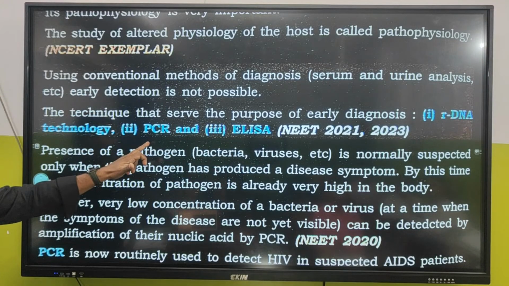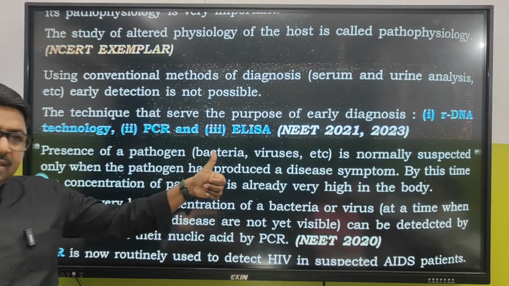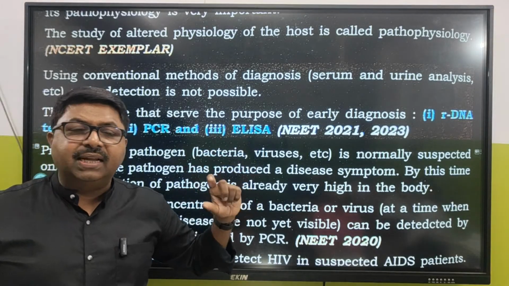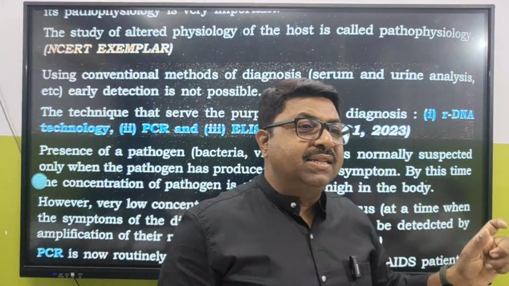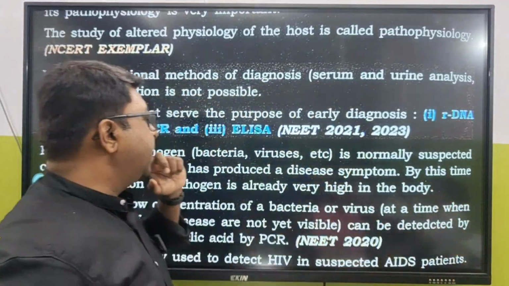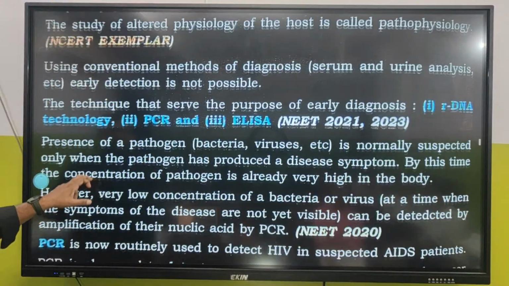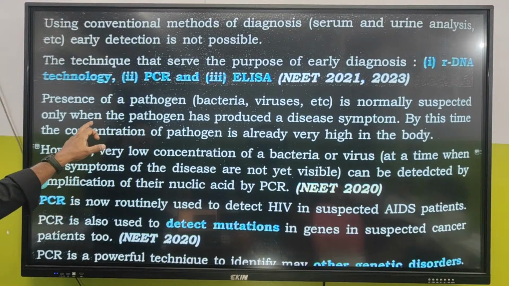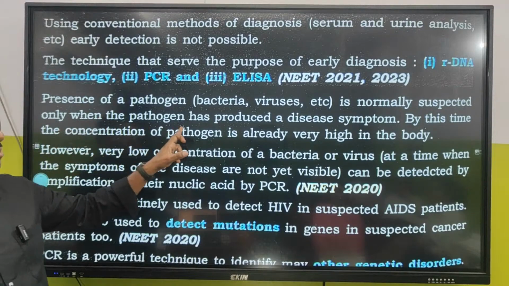We have done it. RNA technology. We know that. ELISA, we know that. In ELISA, what happens? Antigen-antibody reactions. See in the year 2021-23. Presence of a pathogen, bacteria, or virus is normally suspected only when the pathogen has produced a disease symptom.